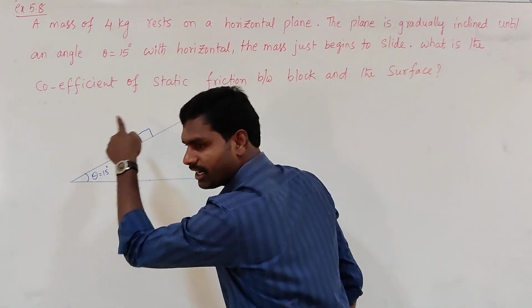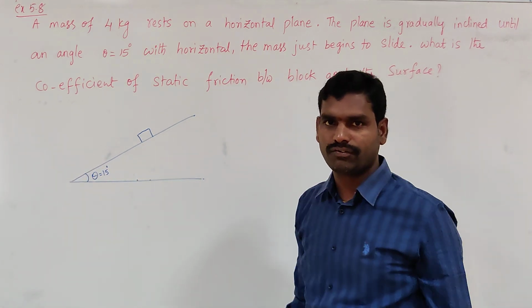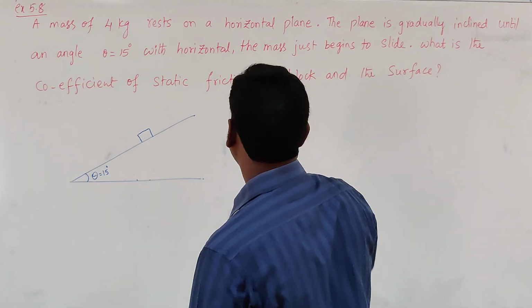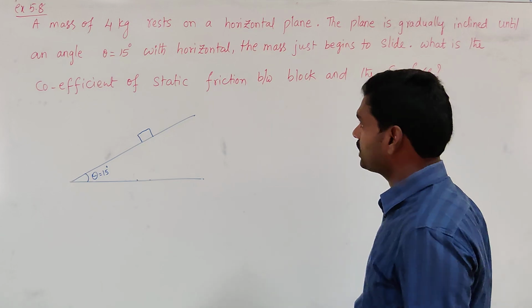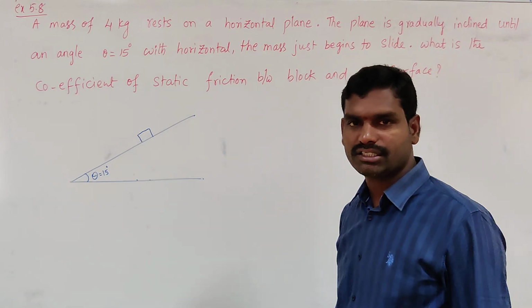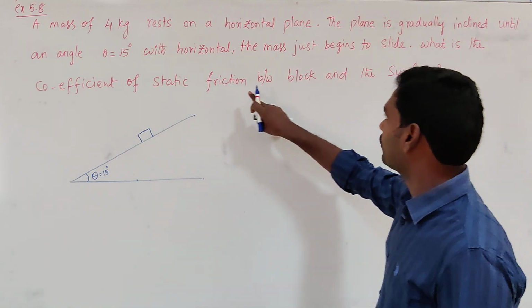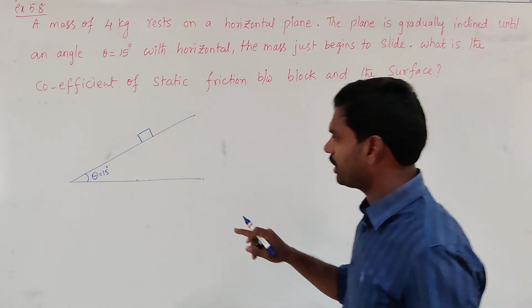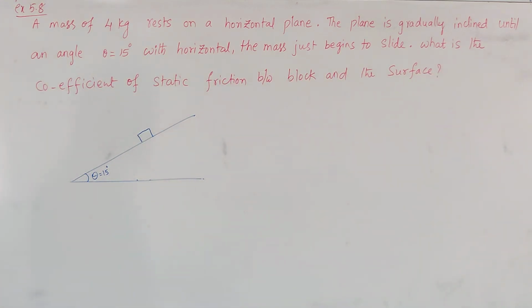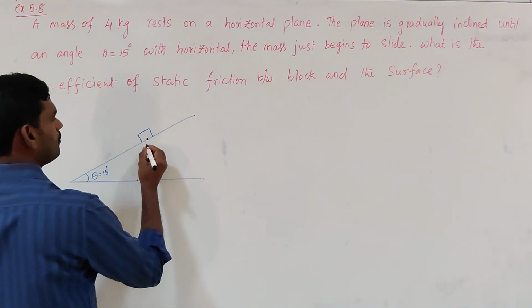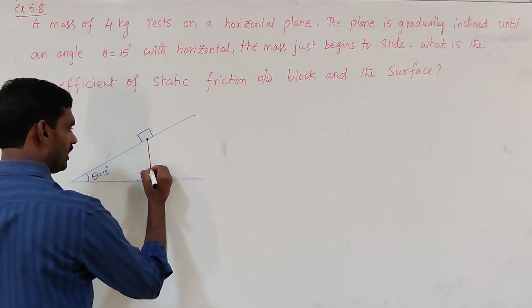The mass is just ready to slide. Still the static friction force is acting on the object. It is about to slide, not sliding yet. So it is still at rest, which means we need to apply the conditions of equilibrium in this problem. What is the coefficient of static friction between the block and the surface in this case? Here I am drawing the free body diagram now. The mass of the object is m, and the gravitational force acts straight downwards.